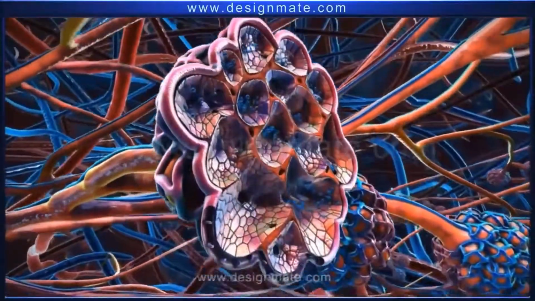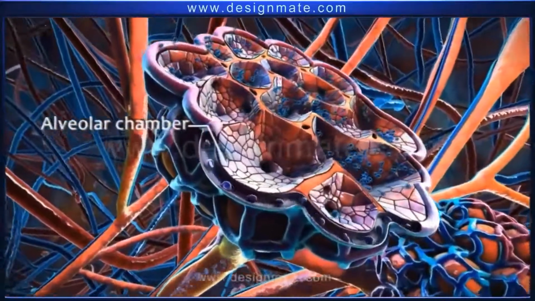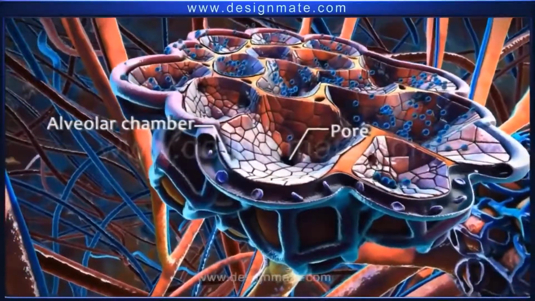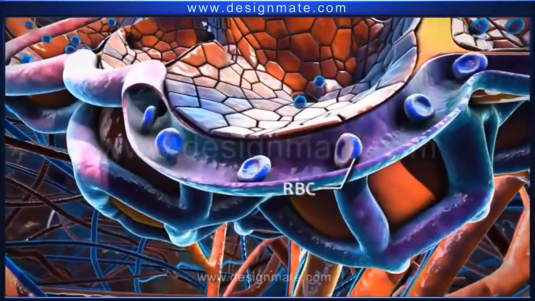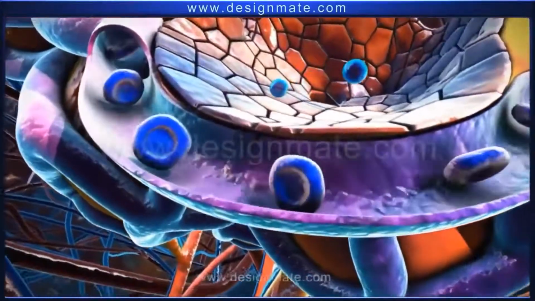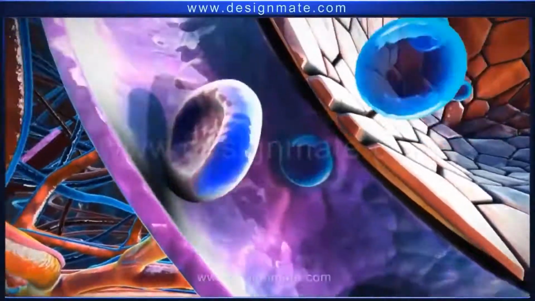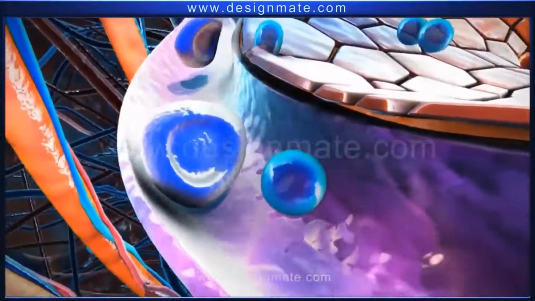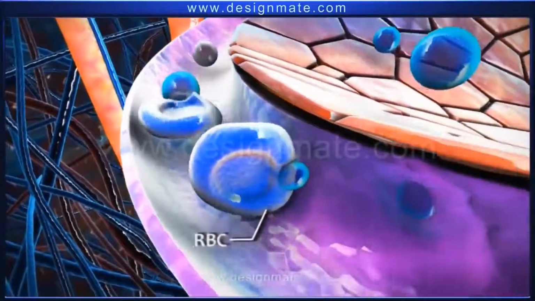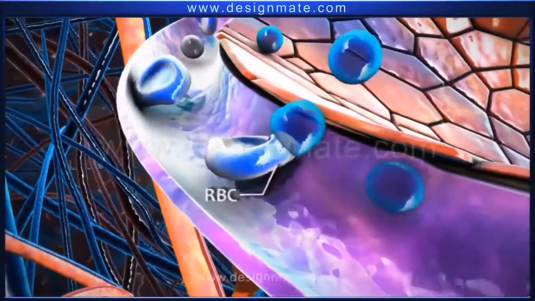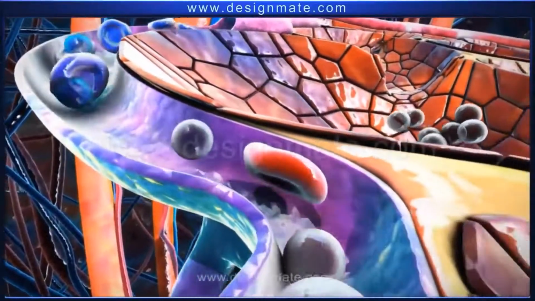A section of one alveolus shows the presence of numerous alveolar chambers with pores. Blood, containing RBCs, is seen flowing through the capillaries. The oxygen molecules from the alveolus diffuse into the capillary and then get absorbed by the bluish-purple RBCs. This causes oxygenation of the RBCs, and a transition in their color from bluish-purple to red is observed.